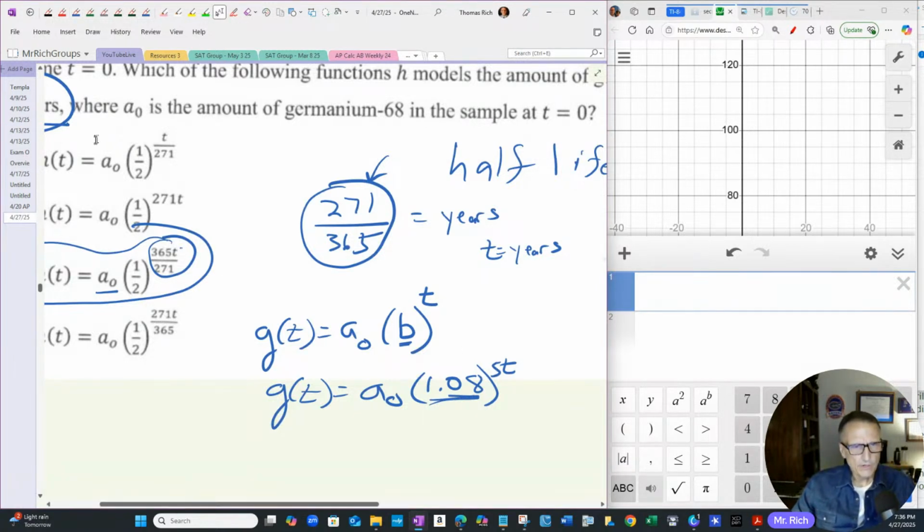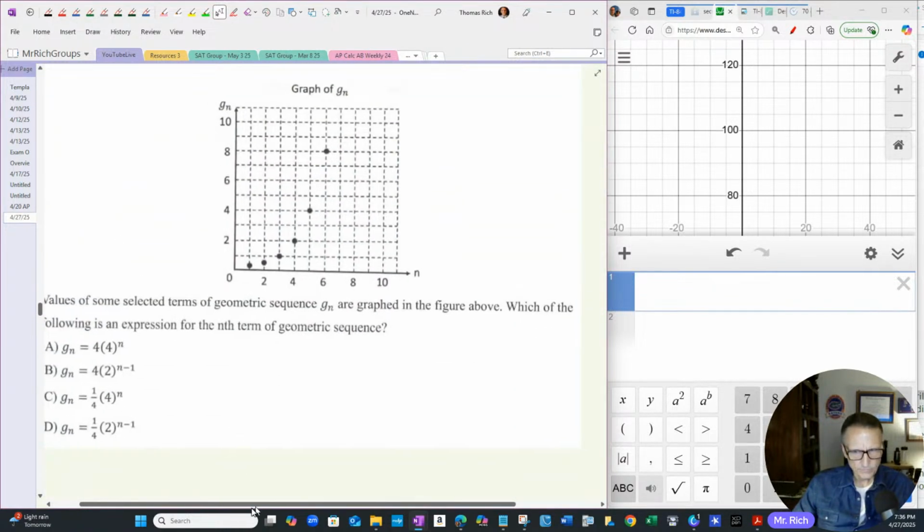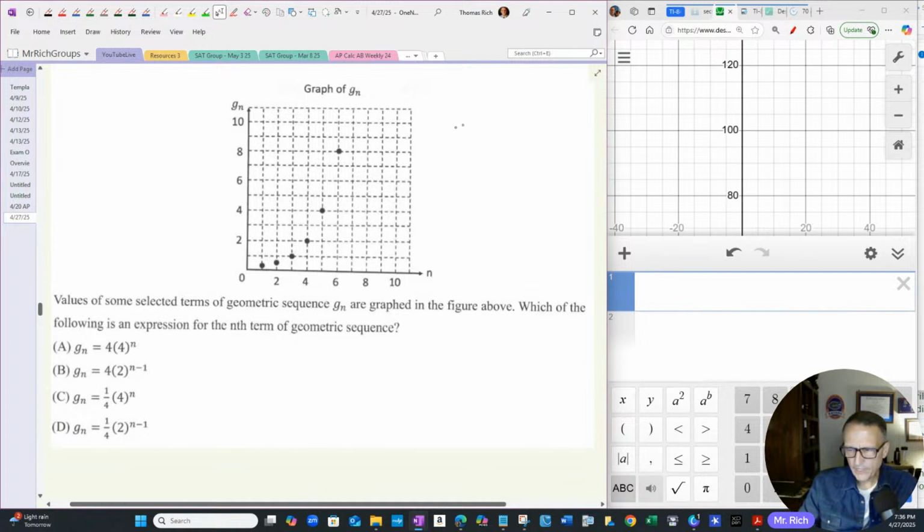All right, let's go to the next problem. Values of some selected terms of a geometric sequence g of n are graphed in the figure above. Which of the following is an expression for the nth term of the geometric sequence? Well, geometric sequences are discrete exponential functions. So you can see that it does take that characteristic exponential shape, but the function itself is only the dots and not the in-betweens. So that's why we call it a discrete exponential.